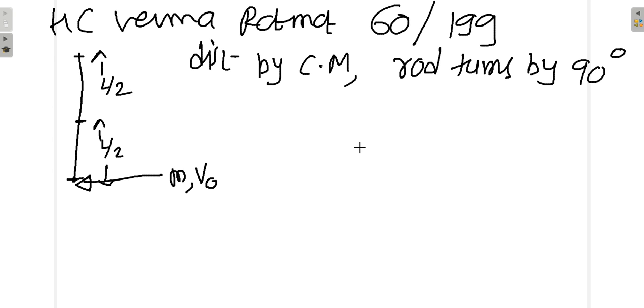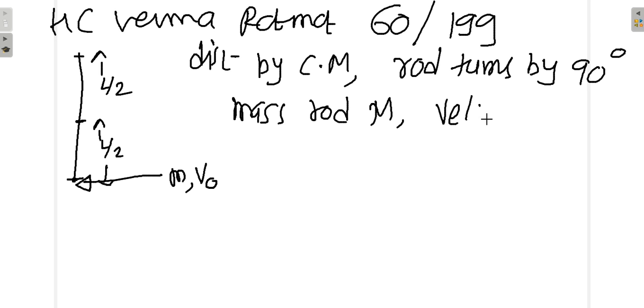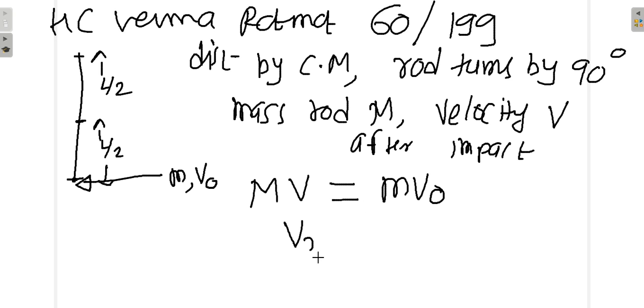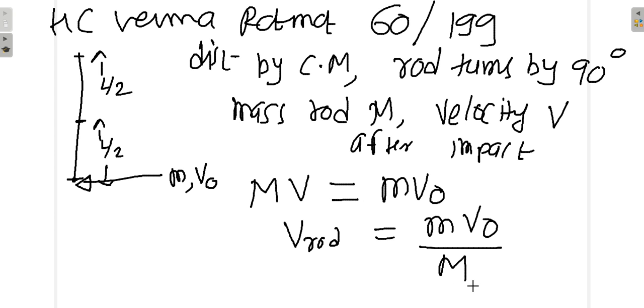First, let us use the conservation of linear momentum. Suppose the mass of the rod is M and the velocity acquired by the rod is v after impact. So what is the total momentum after impact? M into v, because the particle stops, it has no momentum. What is the total momentum before impact? m into v0, because before impact the rod was not moving. And that gives me the velocity of the rod after impact as m v0 upon capital M. Very simple.